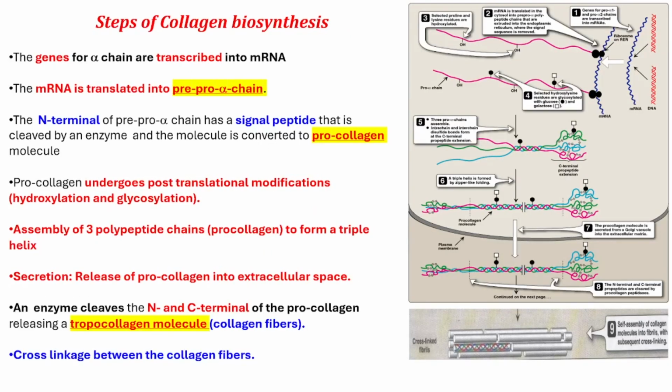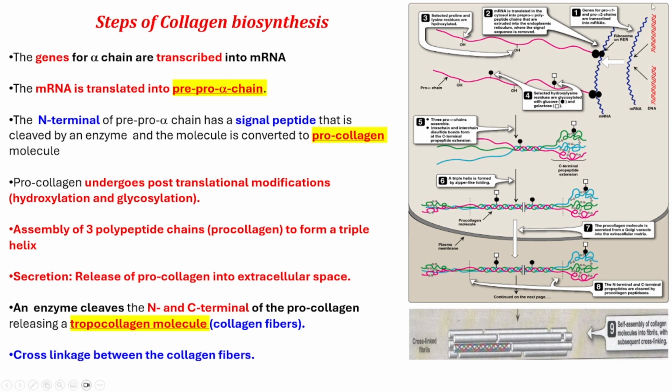Now we're going to see the steps. Very quickly for the steps, I don't want you to focus a lot on it. Collagen, we said, is a protein. So for the synthesis of protein we always start from the gene, from the DNA. Then you're going to have transcription, we're going to have messenger RNA, then translation, and I'm going to have protein. So these are the three steps.